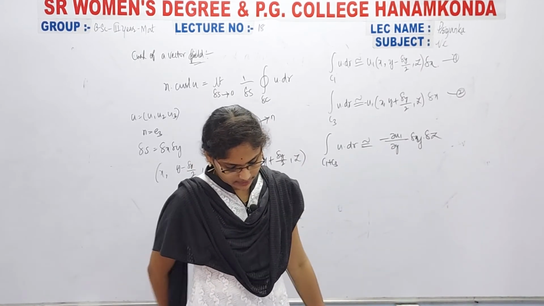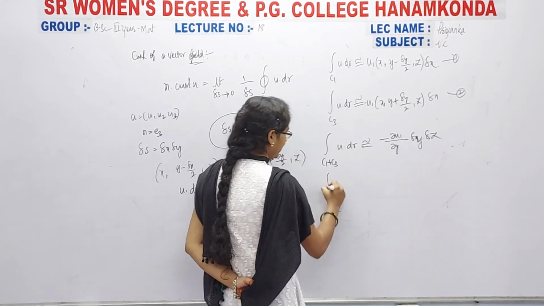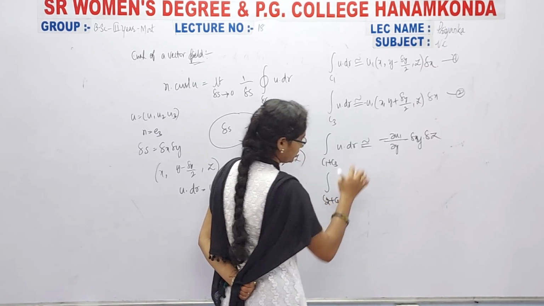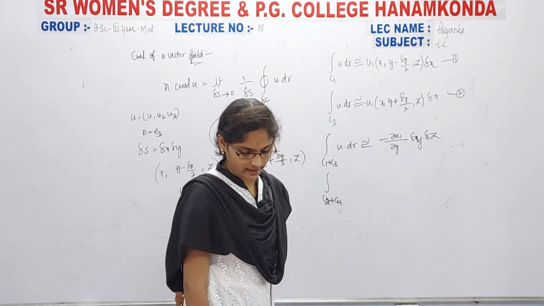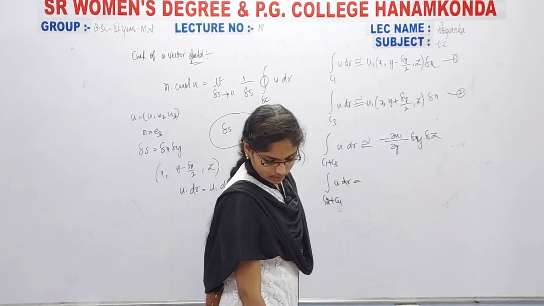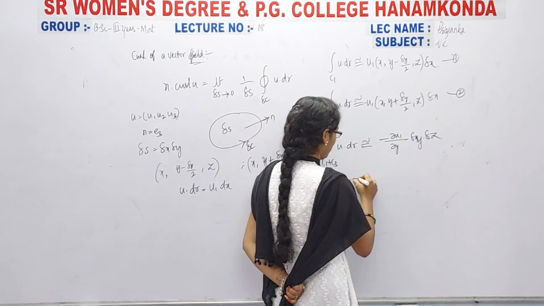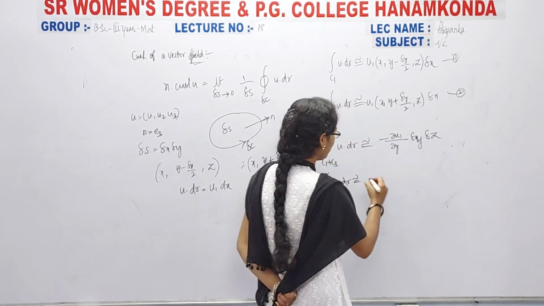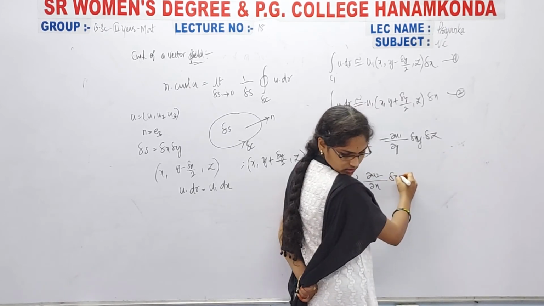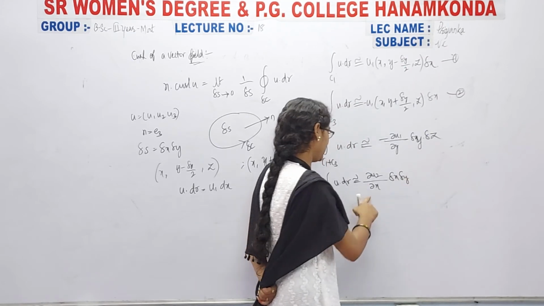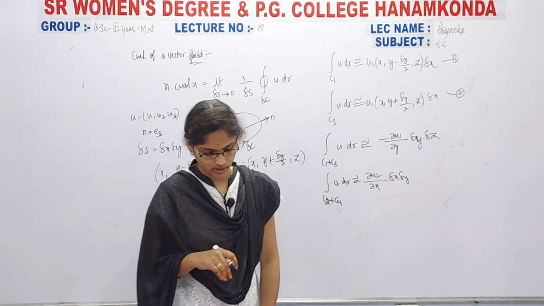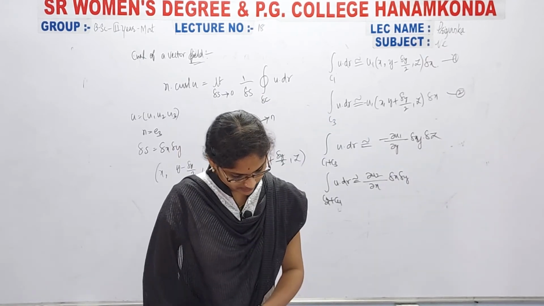Now write down similarly the integral over C2 plus C4. C2 plus C4 means those are parallel to the y axis. u dot dr is approximately equal to dou u2 by dou x delta y. With respect to C2 and C4, it is parallel to the x and y axis, so that's why they are taking it in terms of x and y.